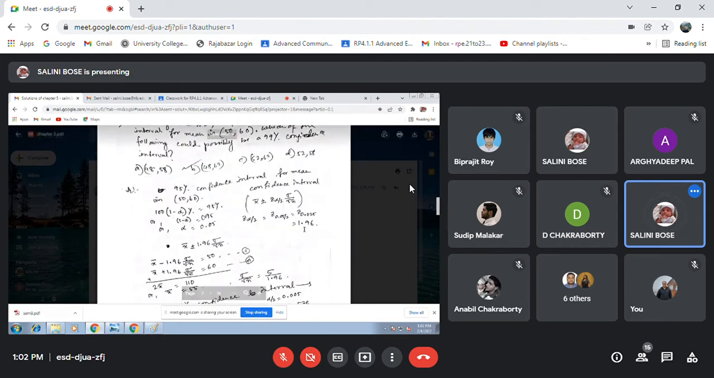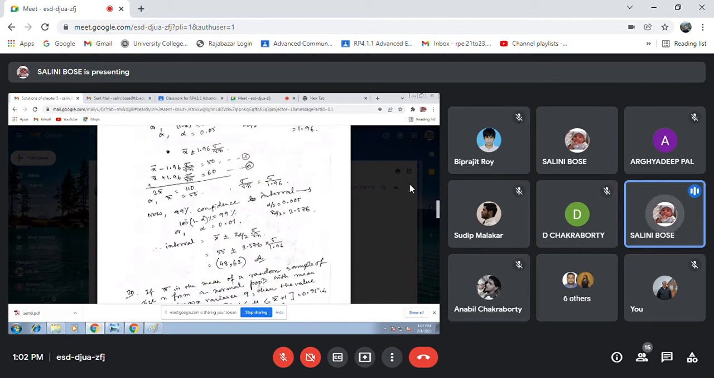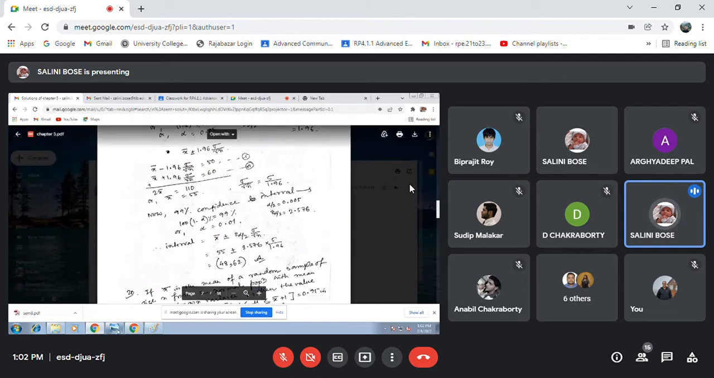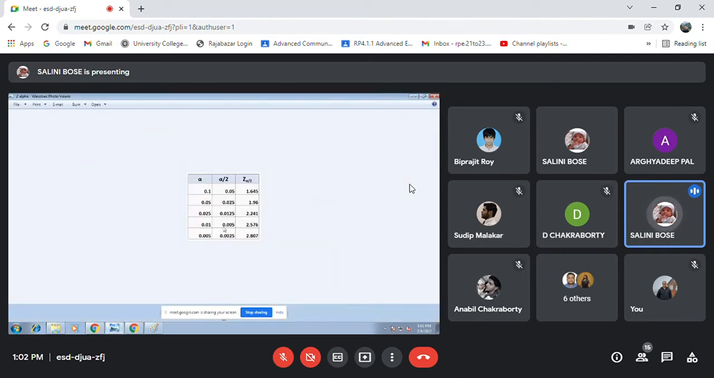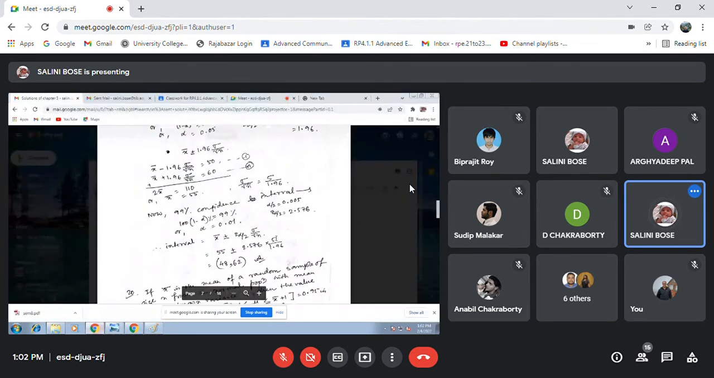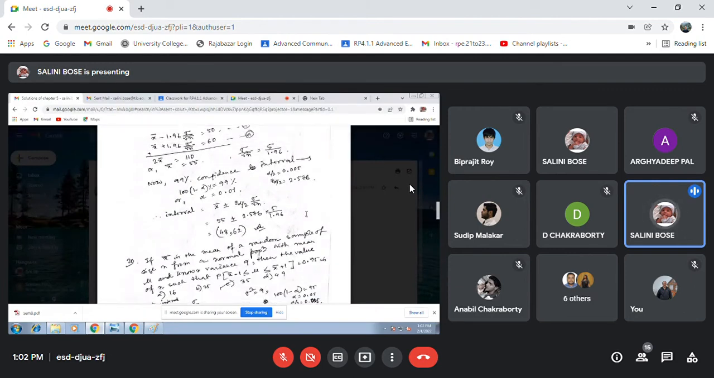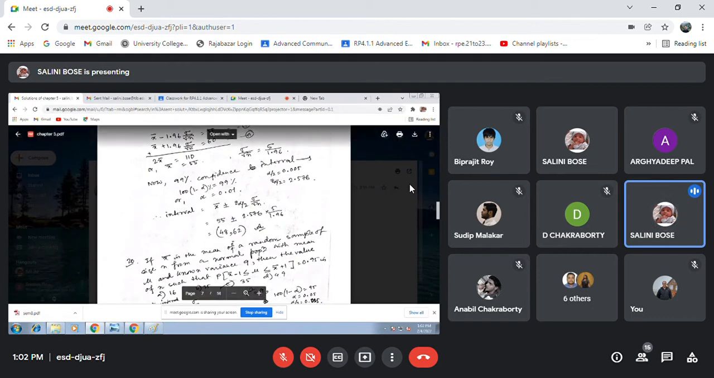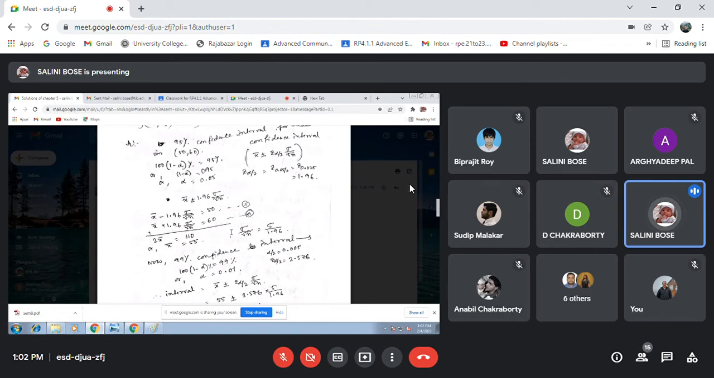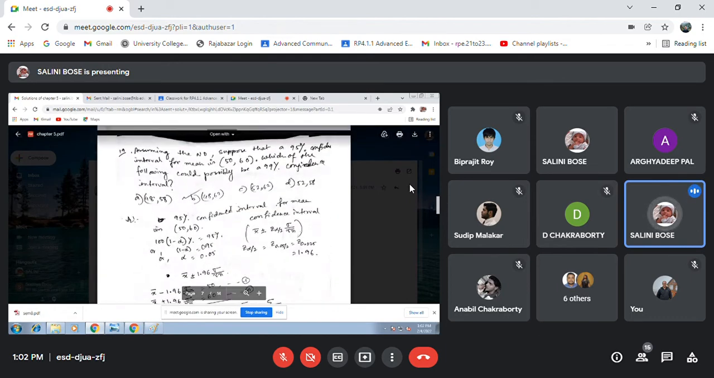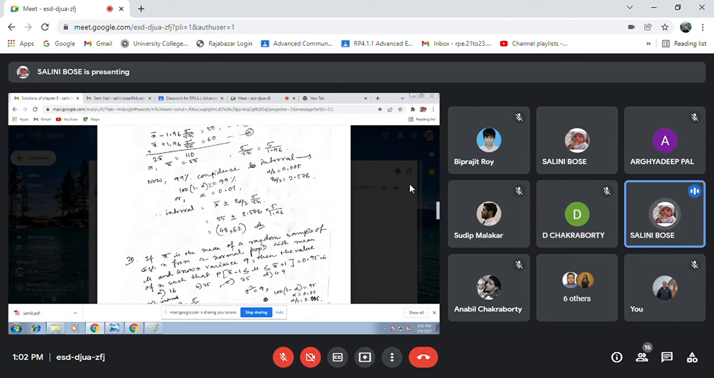Now for 99% it is easy, because for 99%, alpha is equal to 0.01. So alpha by 2 will be 0.005. Then for alpha by 2 equal to 0.005, what will be the value of Z? Z at 0.005 is 2.576. Finally, we can put this value here, and X bar is also known. Then we can get this interval, that is 48, 62. So this option is correct, 48, 62. In this way, we can find out the interval.